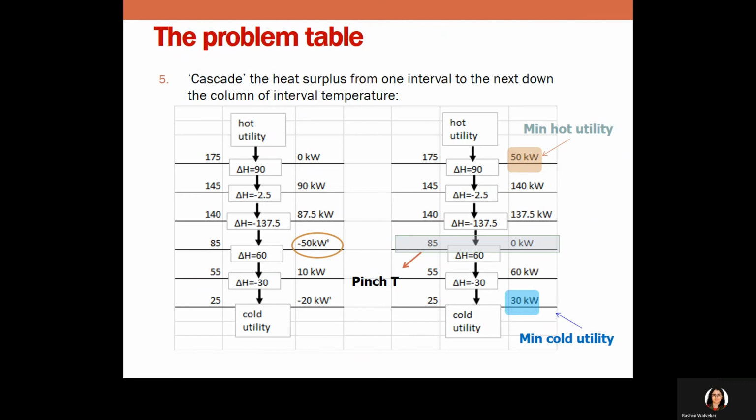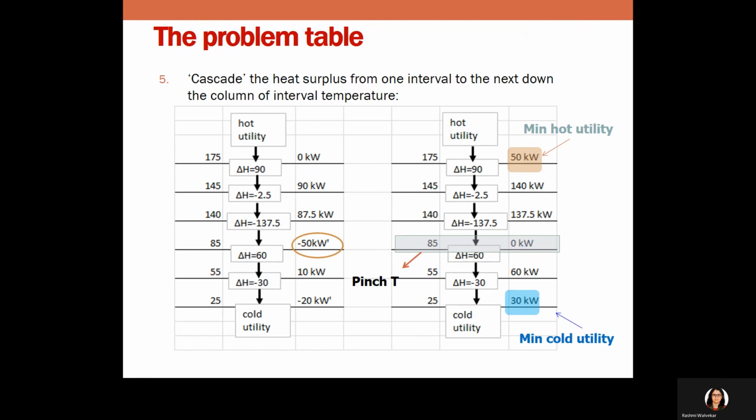If you don't see 0 kilowatt, it means the streams you have selected for the heat pinch are not suitable. You need to look at other streams and other matchings of your streams that give you a pinch point. Once you get 0 kilowatt, this is known as your pinch. The first value is your hot utility requirement. The last value is your cold utility requirement.